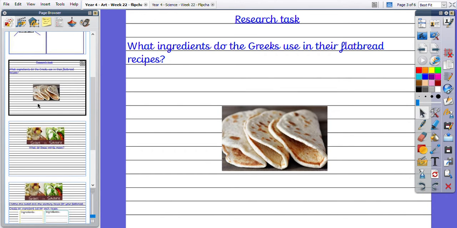The first thing I want you to do is some research. I want you to have a little look on your iPad or your computer and look at some Greek recipes for flatbread, and try and make a list of the ingredients that are used in those recipes. There'll be something that is common in all of them. Do they all use sugar or do they all use salt? I want you to make me a list of what ingredients are essential for a flatbread recipe. So pause the video and off you go and do your research.